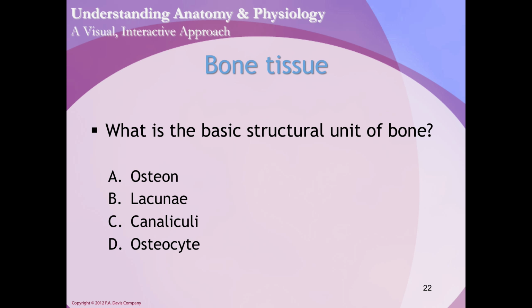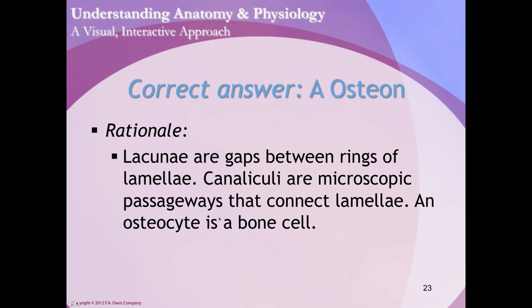Okay, so the basic structural unit of bone is an osteon. Lacuna are the gaps between the rings of lamella. Canaliculi are the microscopic passageways that connect the lamella, and an osteocyte is a bone cell.